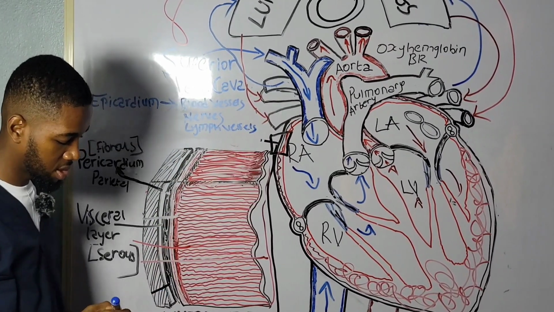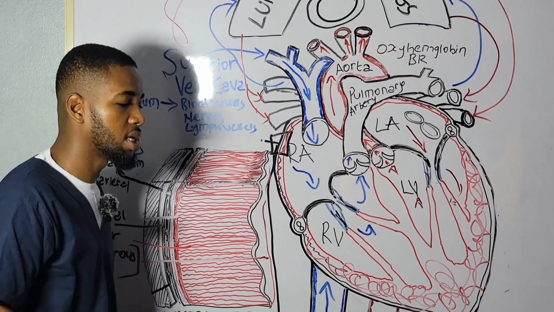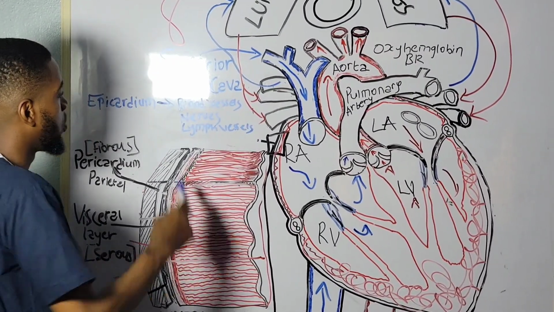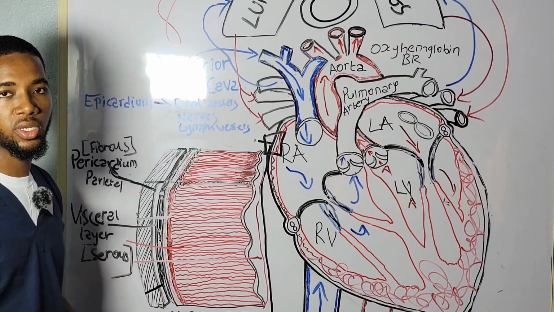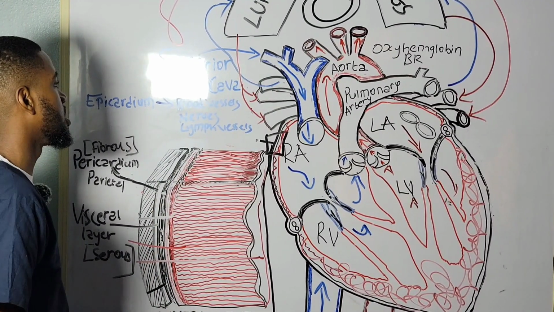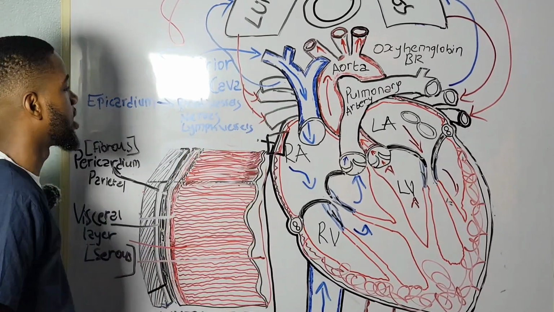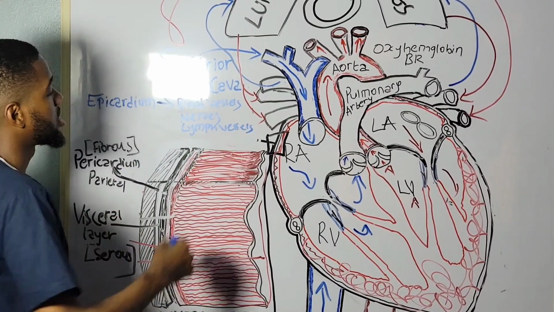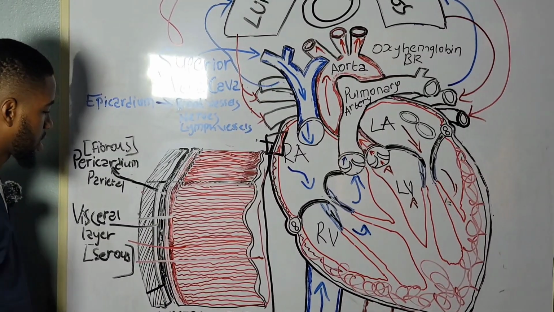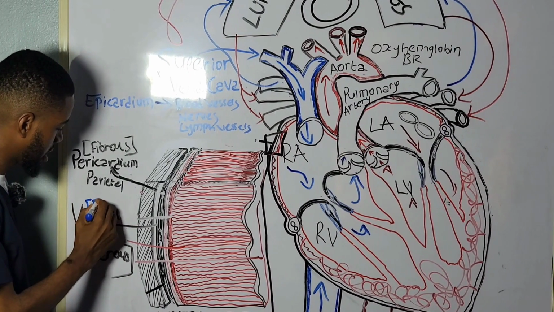So if you were to ask what the physiological significance of the epicardium is: one, the epicardium is the visceral layer of the pericardium. It is serous in nature, and it equally houses the blood vessels of the heart, the blood vessels coming into the heart, nerves, and lymph vessels. Now let me put this here: epicardium.